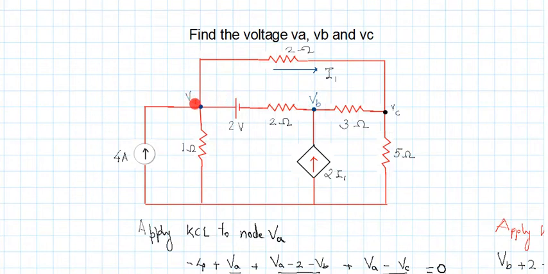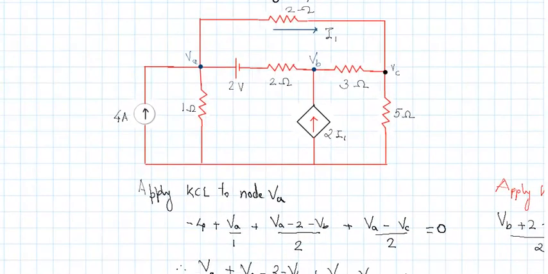And the final current will be the current which flows in this direction. What is the potential difference here? VA minus VC. So the current is VA minus VC upon 2. So there are a total of 4 currents that we need to consider.